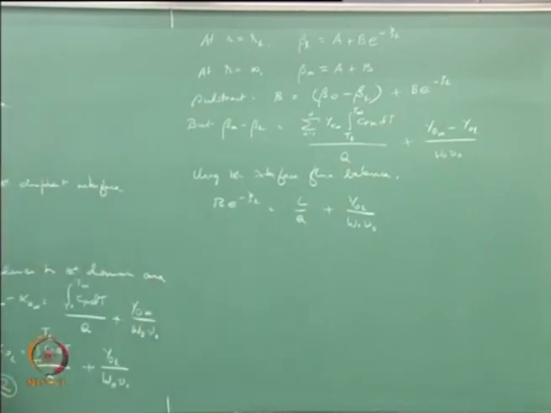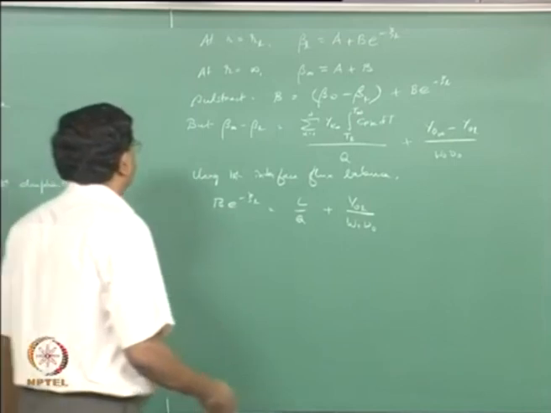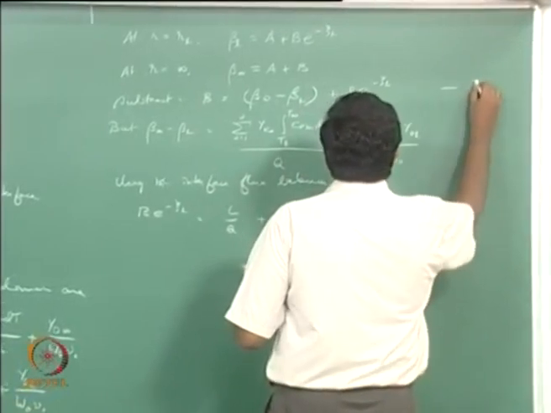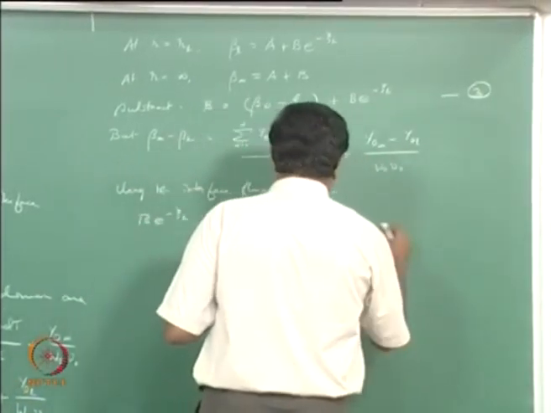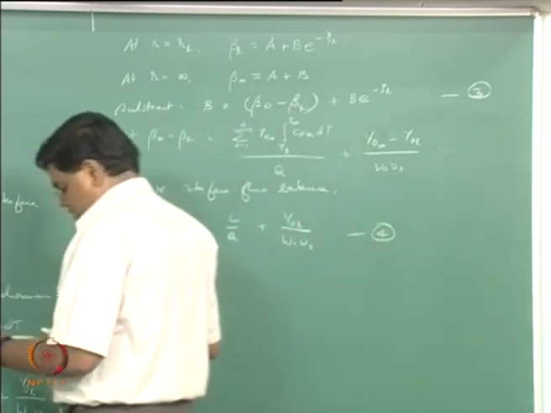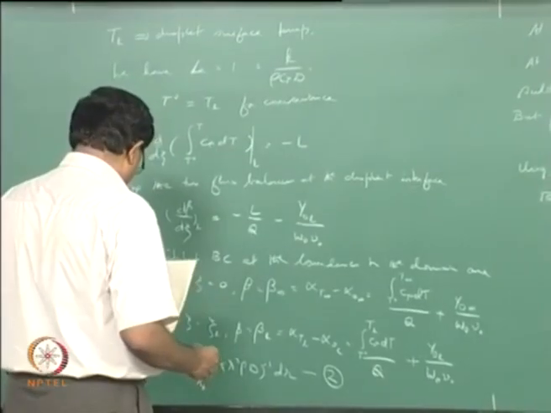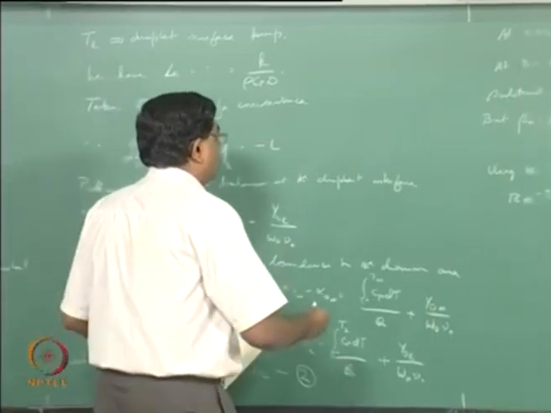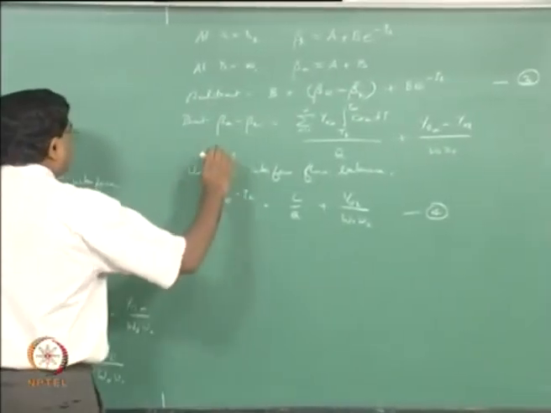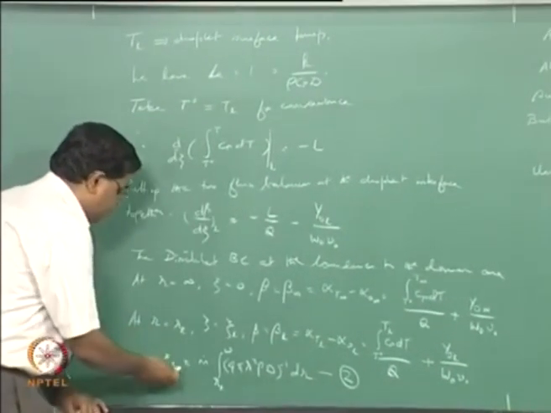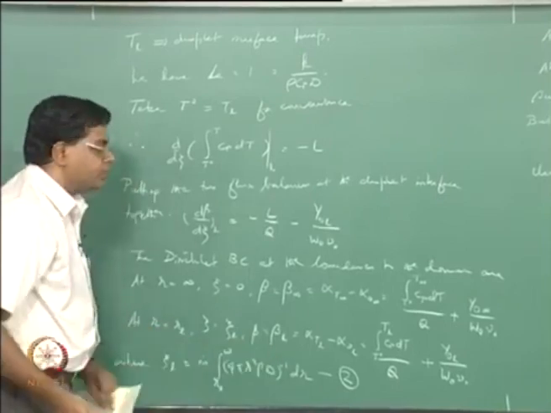Now, if you call this your 3, and this your 4, then what we do is we now use 4 and 3 together in order to get e to the minus psi L, and use the definition of psi L. Okay, that's what we do.